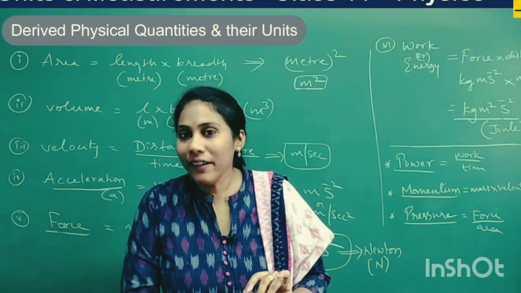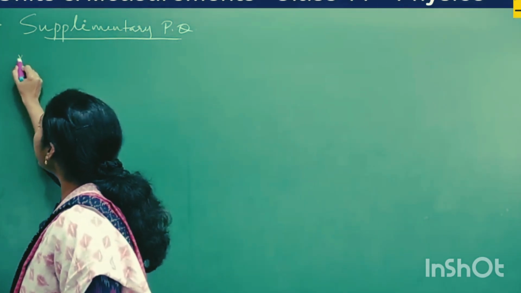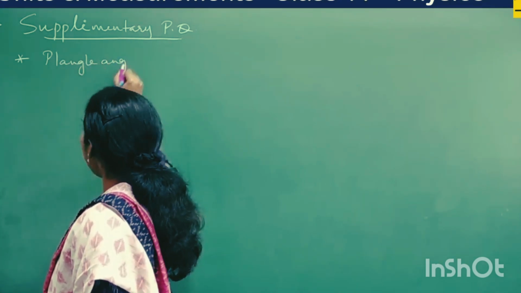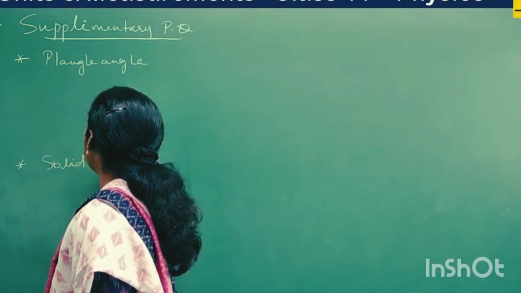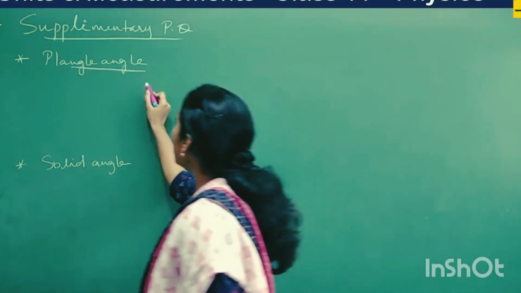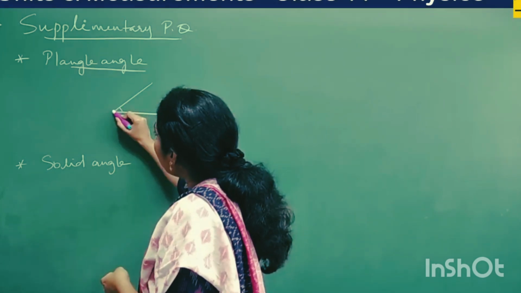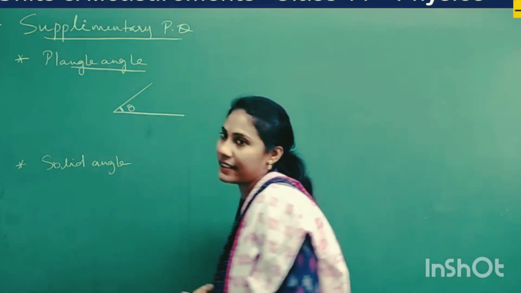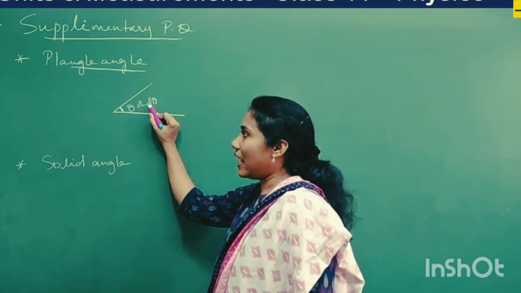And now we will go for the supplementary physical quantities. See guys, there are mainly 2 supplementary physical quantities. One is plane angle. We call it plane angle or just angle. The other one is solid angle. So what do you mean by plane angle? When 2 lines, say this is one line and this is another line, join at a point, this is what we call an angle. Let me call this angle with the letter theta. This theta is actually a very small angle, so we can also call it d theta. D means what?